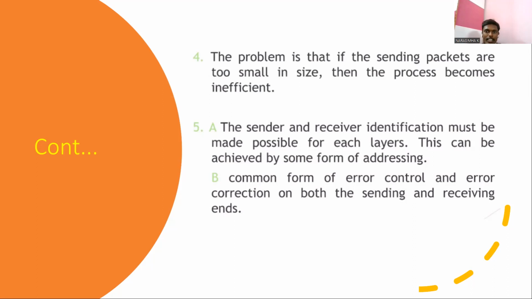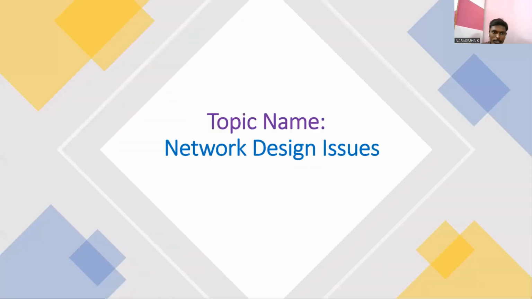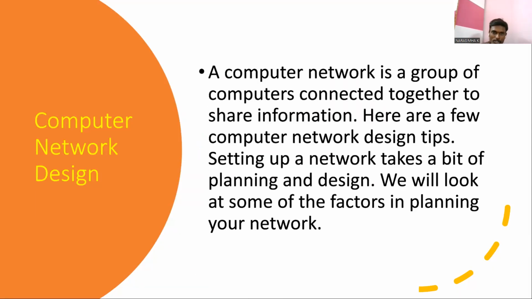Fifth one, the sender and the receiver identification must be made possible for each layer. This can be achieved by some form of addressing. Common form of error control and error correction on both the sending and receiving ends. So in this way, I want to explain the error. Once more, I want to recap. These are network design issues.